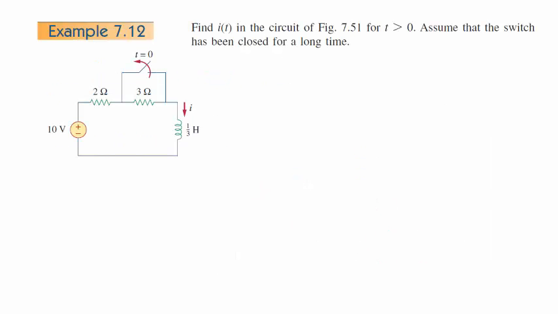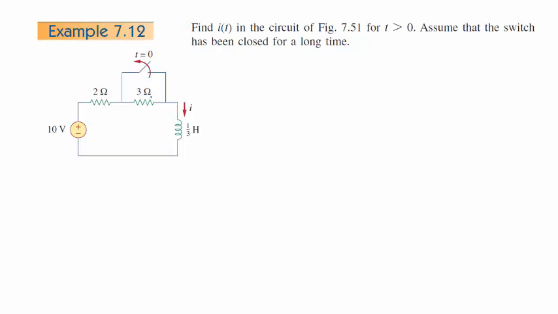Let's do an example now. Here is a circuit. It says find i(t) in the circuit for time greater than 0, and the switch is going to close at t equals 0. Actually, nope, the switch is going to open at t equals 0. So assume the switch has been closed for a long time.